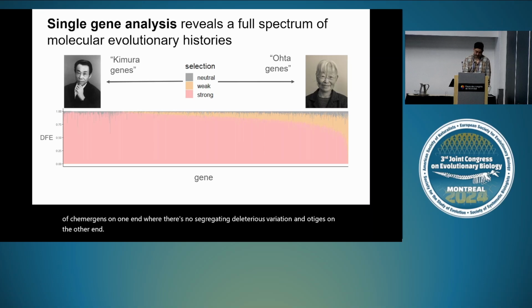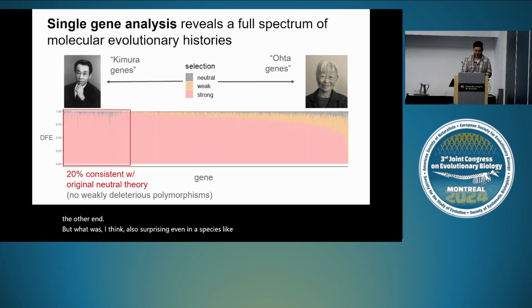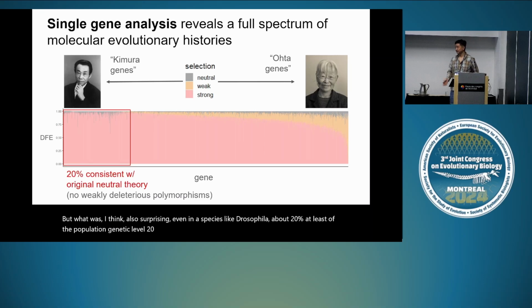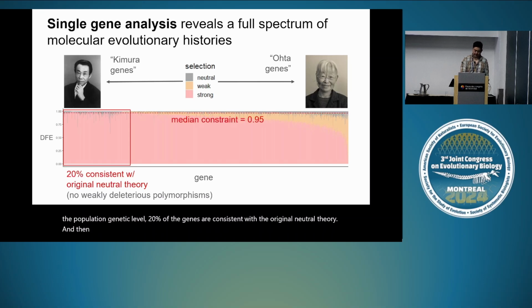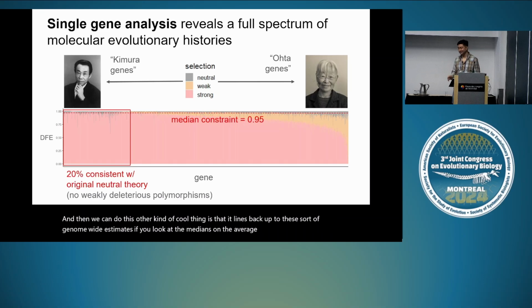But what was, I think, also surprising, even in a species like Drosophila, about 20%, at least at the population genetic level, 20% of the genes are consistent with the original neutral theory. And then the other cool thing is that it lines back up to these genome-wide estimates. If you look at the medians and the average of averages, it's not quite the same, but it's nice that there's this internal consistency in the data set and the methods.